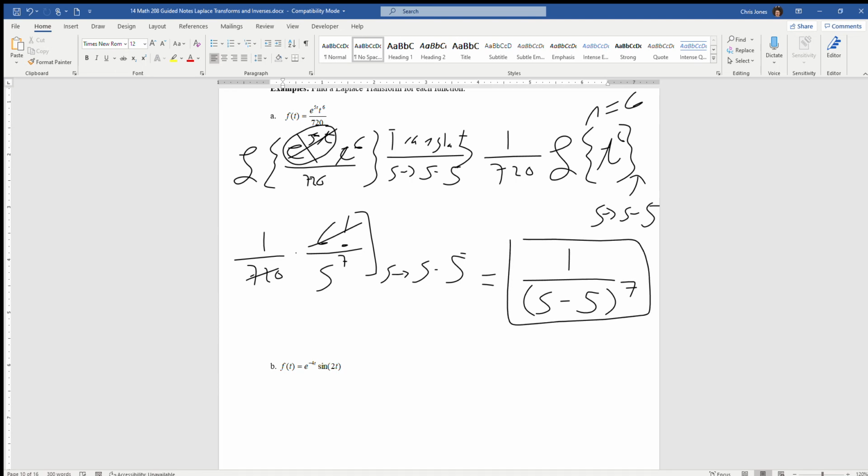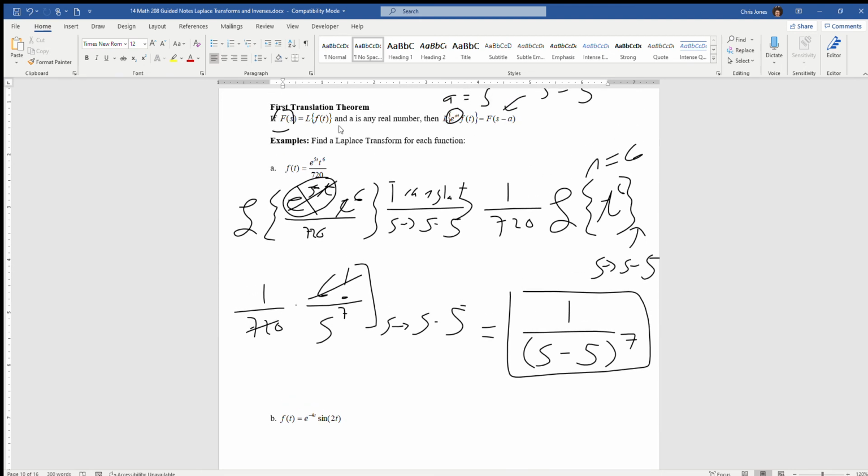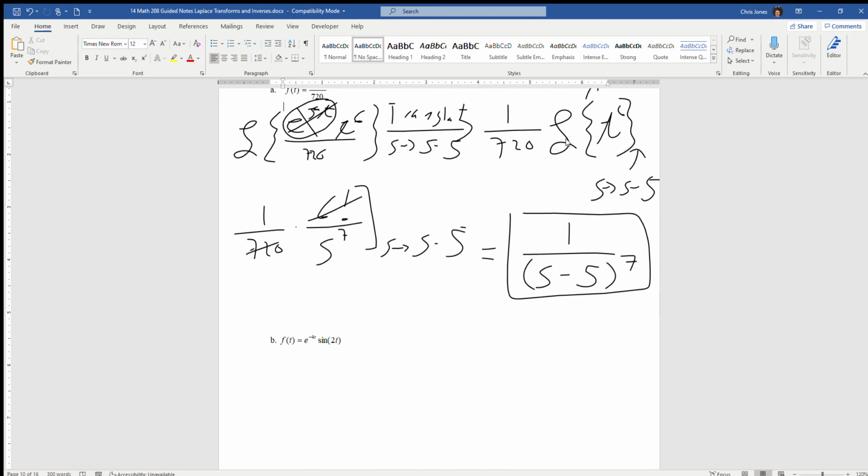So hopefully that makes sense as to how to implement that first translation theorem. Again, all you're going to do is translate it by just kind of shifting it, in this case, 5 units to the left.